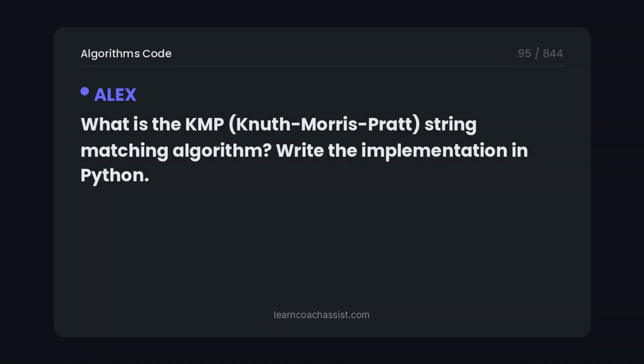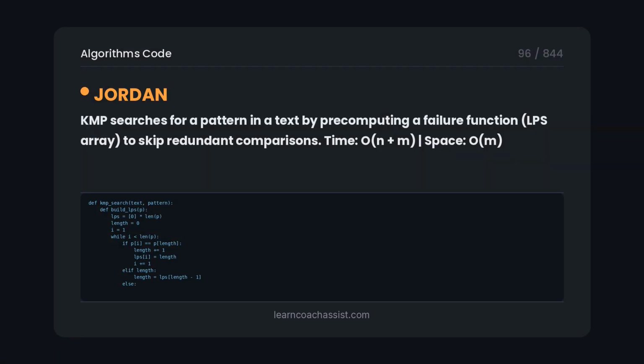What is the KMP, Knuth-Morris-Pratt, string matching algorithm? Write the implementation in Python. KMP searches for a pattern in a text by precomputing a failure function, LPS array, to skip redundant comparisons. Time O(N+M), space O(M).